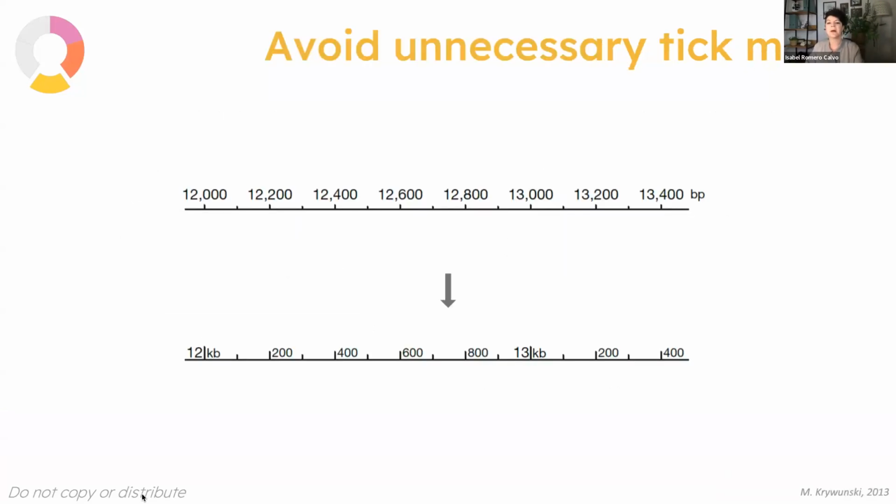Avoid unnecessary tick marks. And this is something that you look at and you say, well, this is obvious, but there are always publications where you look at the tick marks of the axes, and you feel like there is a lot of information that could be simplified, meaning it could be read quickly.